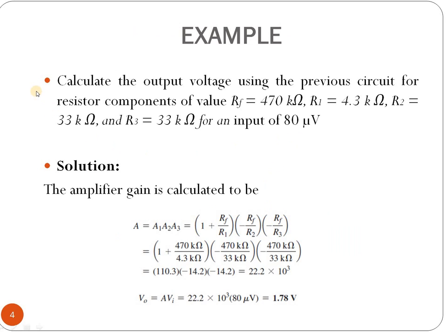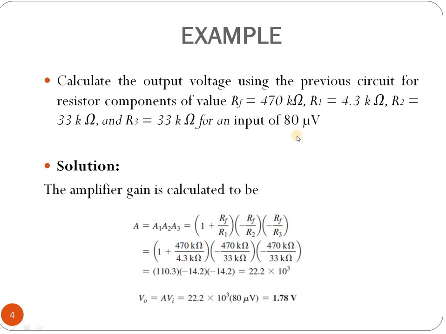An example about the multiple stage gain. The question is: calculate the output voltage using the previous circuit for resistor components of value Rf, R1, R2 and R3 as given, for an input of 80 microvolt. So we need to calculate the output voltage for a 3-stage gain, because we have a total of 3 input resistances R1, R2 and R3, so definitely it will have 3 stages. The feedback resistor Rf is given, and that will be used for all 3 op-amps, and the first input voltage of 80 microvolt is also given. So we need to calculate the last output V0.